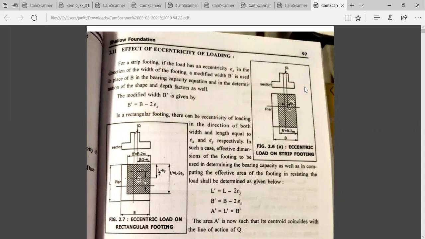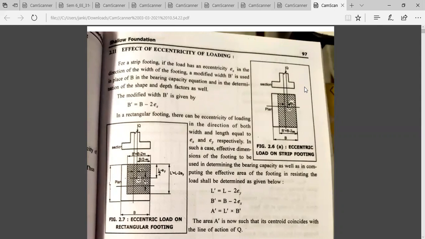Now we talk about the rectangular footing. As you can see in the figure below, figure 2.7, which describes eccentric load on the rectangular footing, there can be eccentricity of loading in the direction of both width and length, which means eccentricity Ex in the X direction and eccentricity Ey in the Y direction. In this type of case, the effective dimensions of the footing to be used in determining the bearing capacity, as well as in computing the effective area of the footing in the resistance load, shall be determined as below.